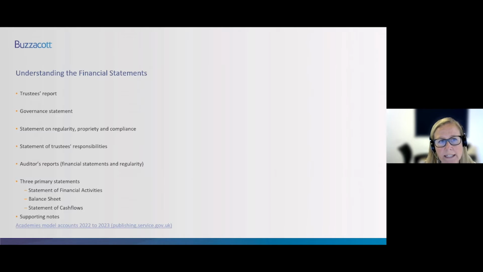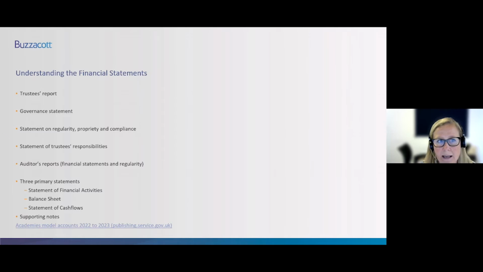So the first section in the accounts is the report side of things, and the trustees report in particular, and that's where you set out the activities and achievements of the trust in the year. So really your opportunity to highlight everything that has been done and achieved in the trust or the school and what difference has been made.